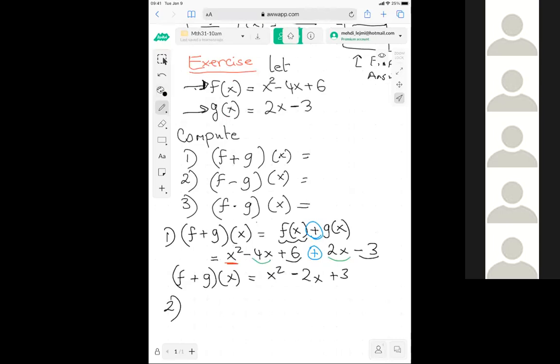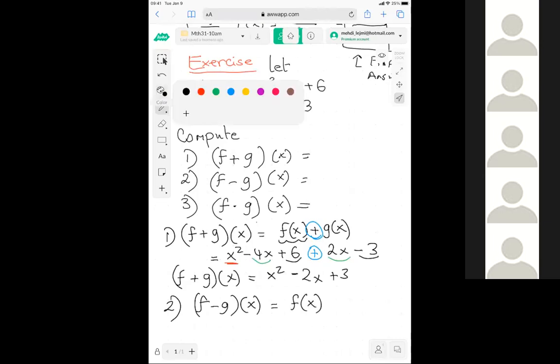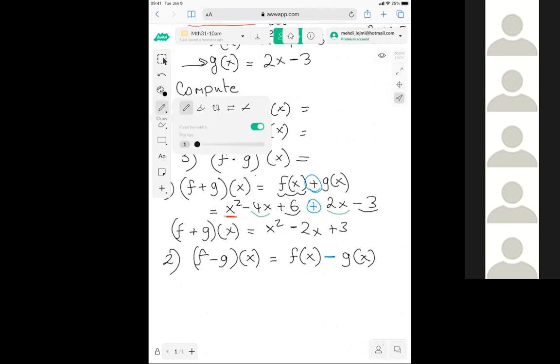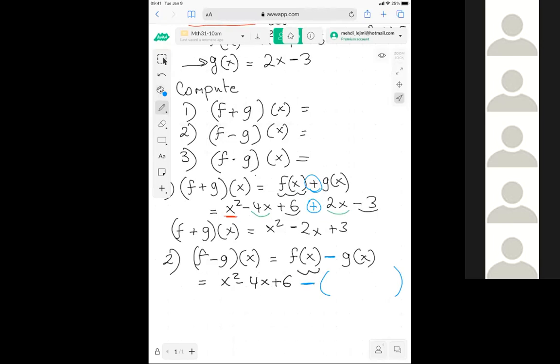For number two, f minus g of x. By definition, it's f of x, and then there's a minus g of x. So f of x is x squared minus 4x plus 6, and then minus g of x. As I said, guys, for subtraction it's better to put parentheses because you're going to have to distribute the sign. So g of x is 2x minus 3. That will be x squared minus 4x plus 6, minus 2x, and then minus minus, that will be a plus 3.